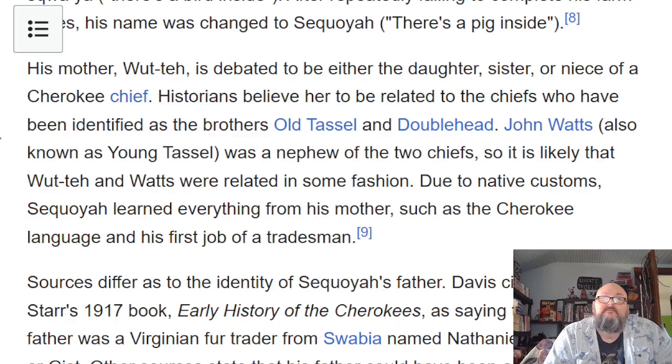Due to native customs, Sequoyah learned everything from his mother, such as the Cherokee language, and his first job as a tradesman.